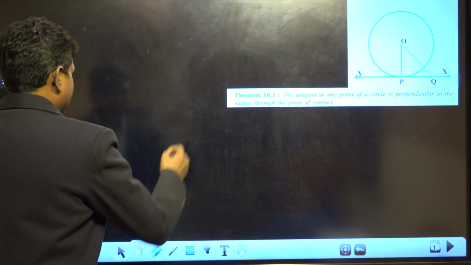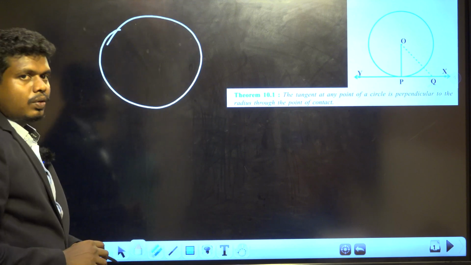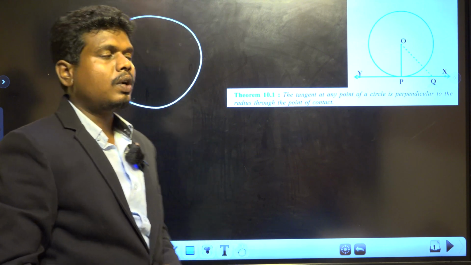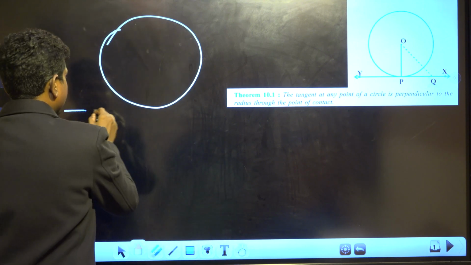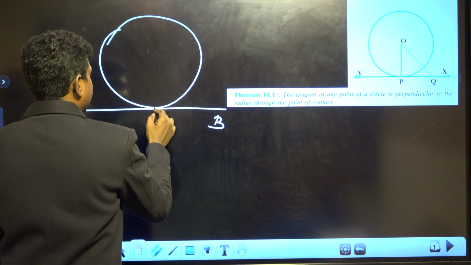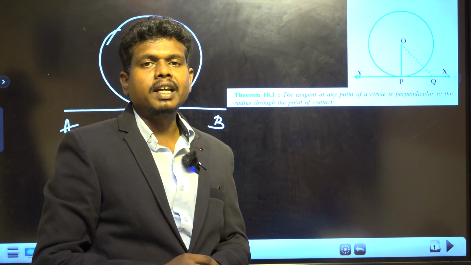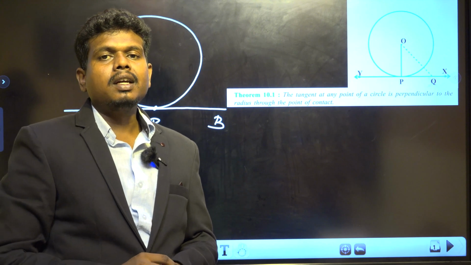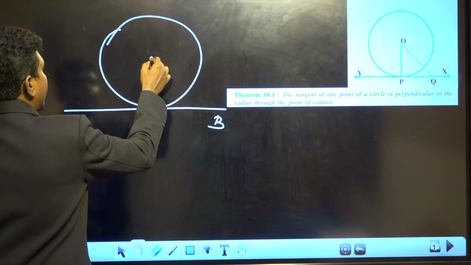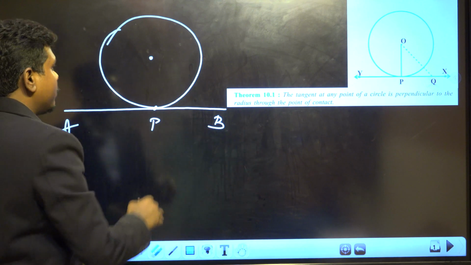Okay. I'm going to draw a circle here, and as we know, a circle can have an infinite number of tangents. So I'm going to draw one tangent, name it AB, and let this point be P, which is the point of contact. The point of contact is nothing but the point where the tangent touches the circle. Now from the center, I am going to draw lines which will touch the tangent AB.